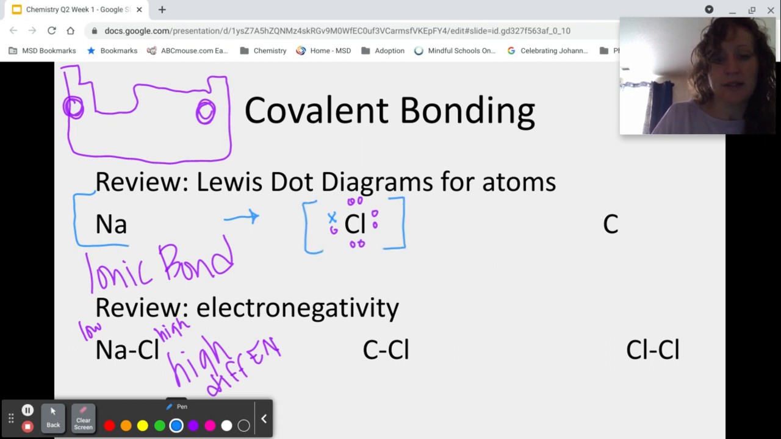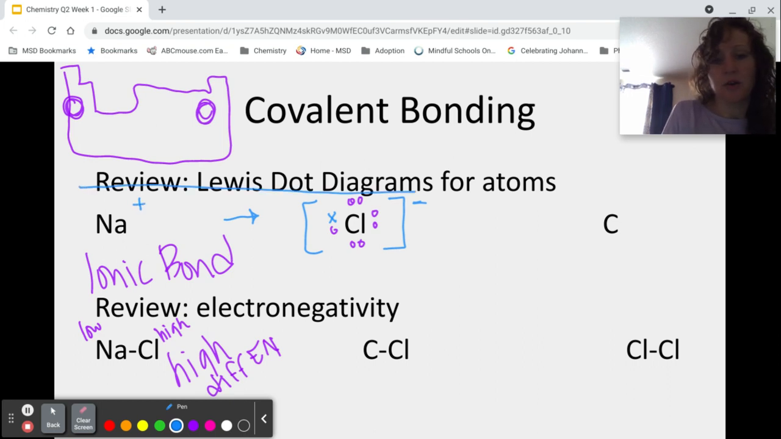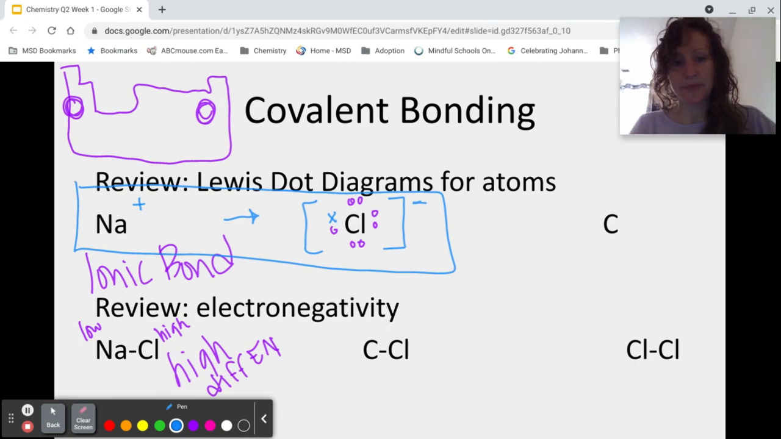Chlorine now has a negative charge. Sodium now has a positive charge, and there's an arrow showing the transfer of electrons. Okay, so very high electronegativity differences are going to result in a transfer of electrons, and that's what we call an ionic bond. It results in a transfer of electrons. It results in ions or charged things within the lattice, and that's an ionic bond.